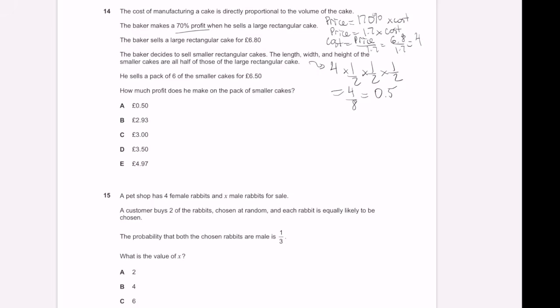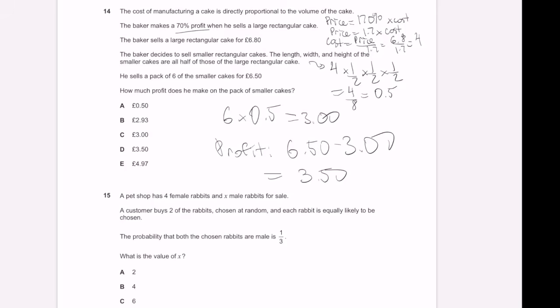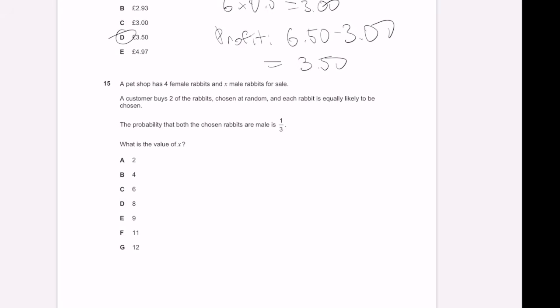Okay, so what we need to do is just essentially work out the cost of them. So because there's 6 of them, it's going to be 6 times 0.5. So the overall cost is just going to be 3, meaning that the profit is just going to be the total price, which is going to be $6.50, take away 3, giving us a profit of $3.50. Correct answer is D. Question 15.